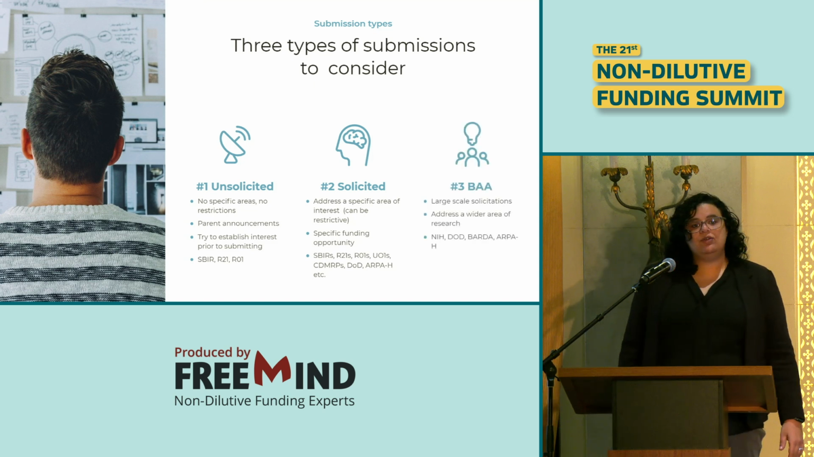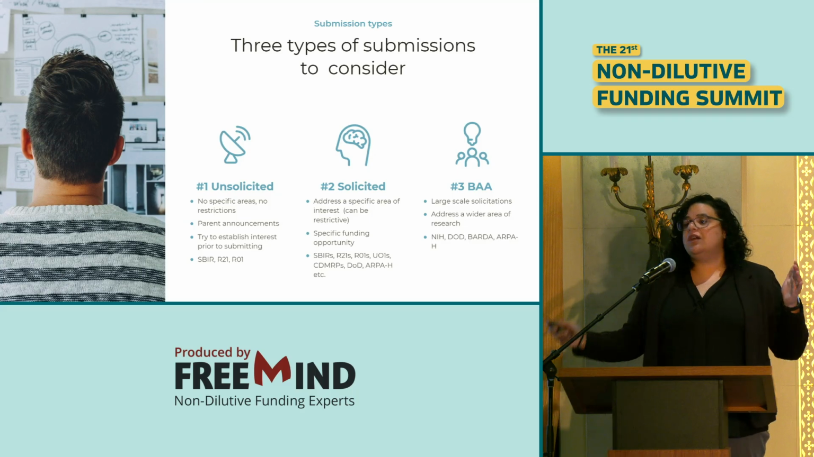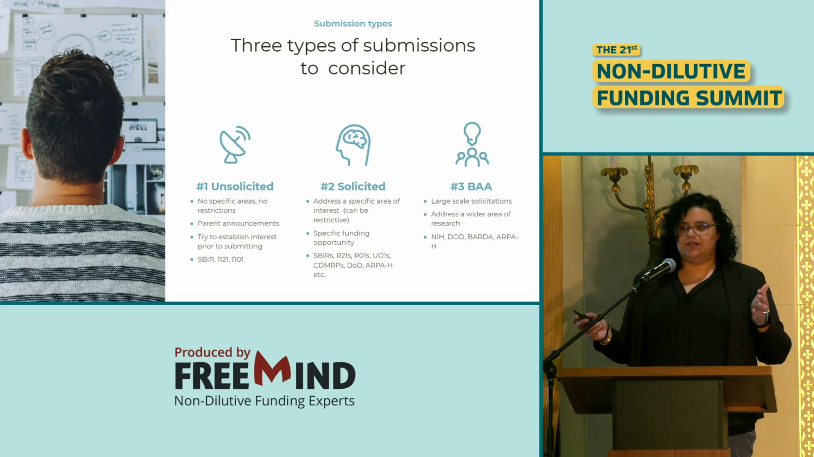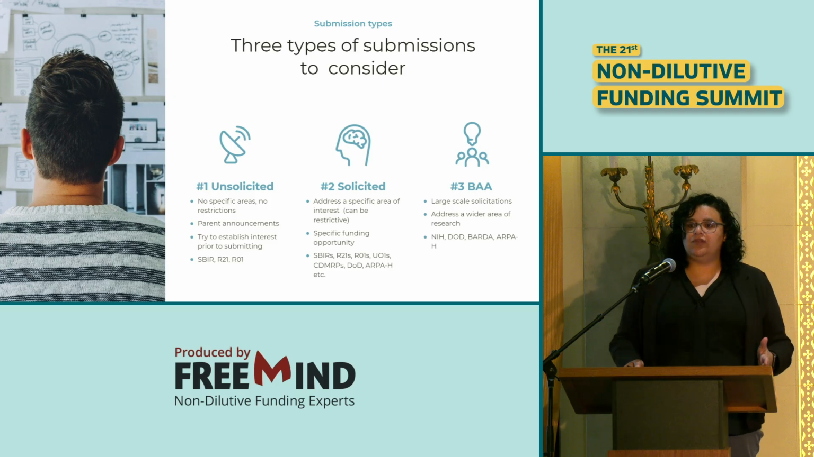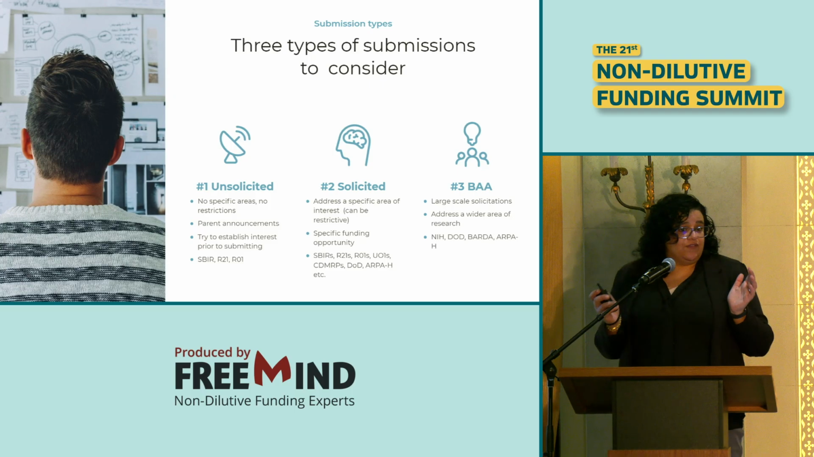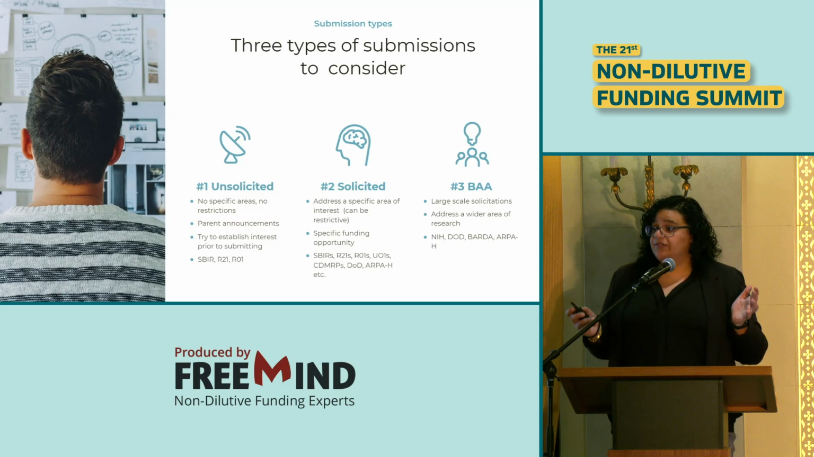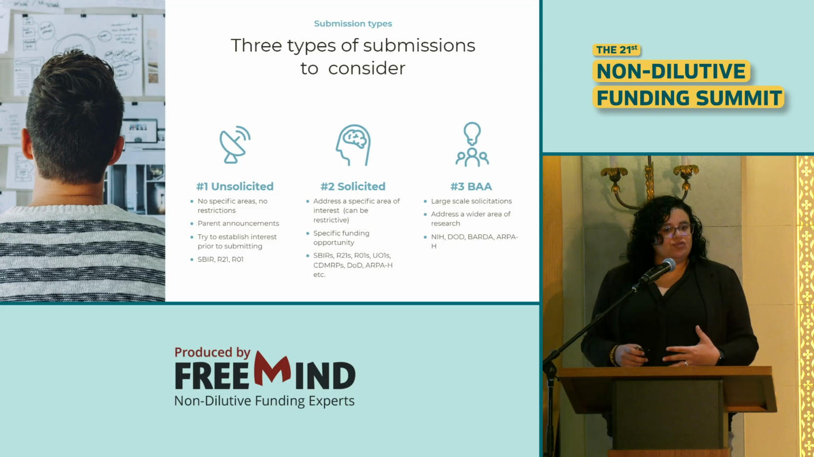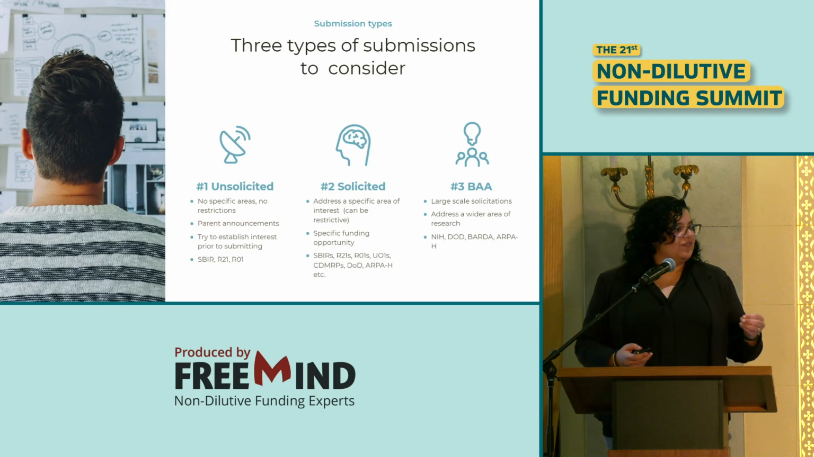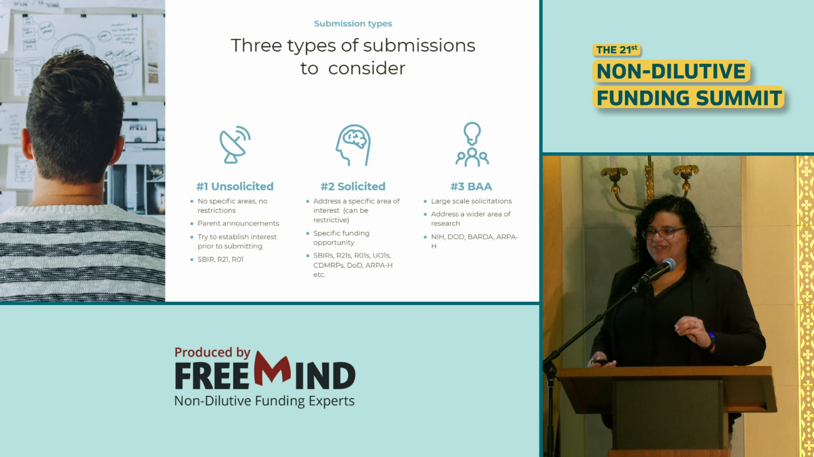And lastly, you have the BAAs. They're kind of in the middle between the unsolicited and the solicited. They will give you some restrictions. They will give you some specific topics they're interested in, areas of interest, but they won't be too restrictive with the science. They're looking for a therapy, but they will not tell you exactly which type of therapy they're looking for.